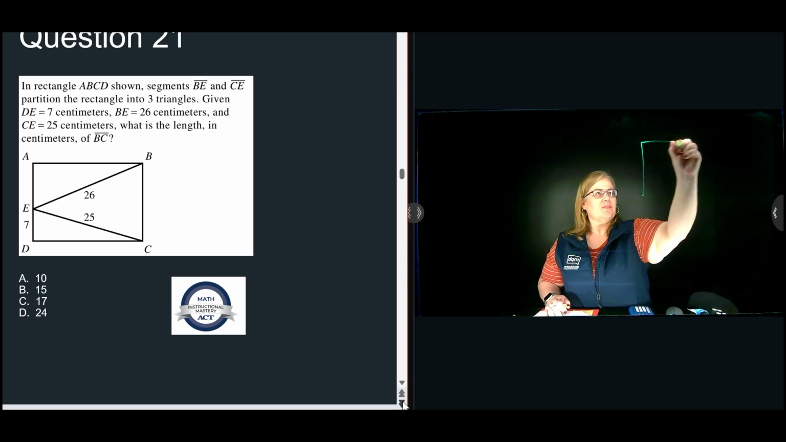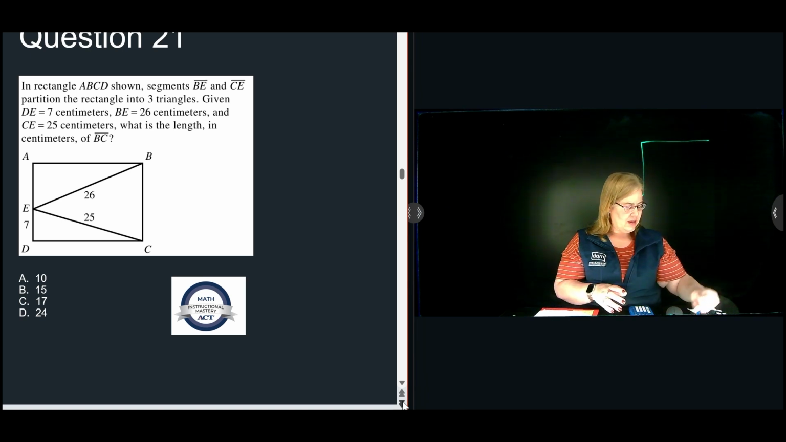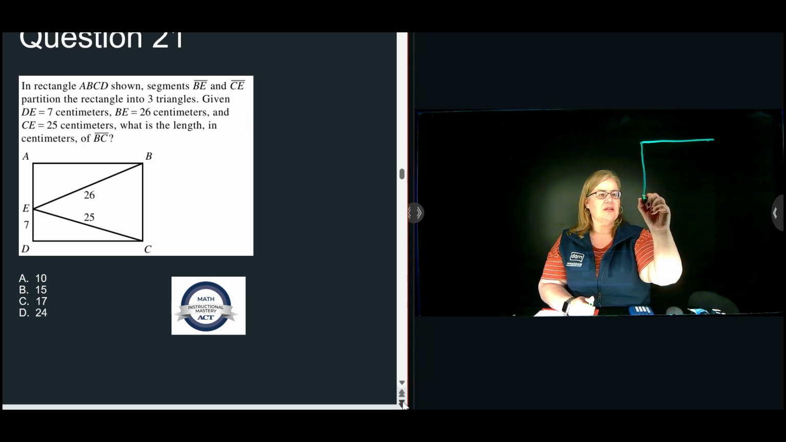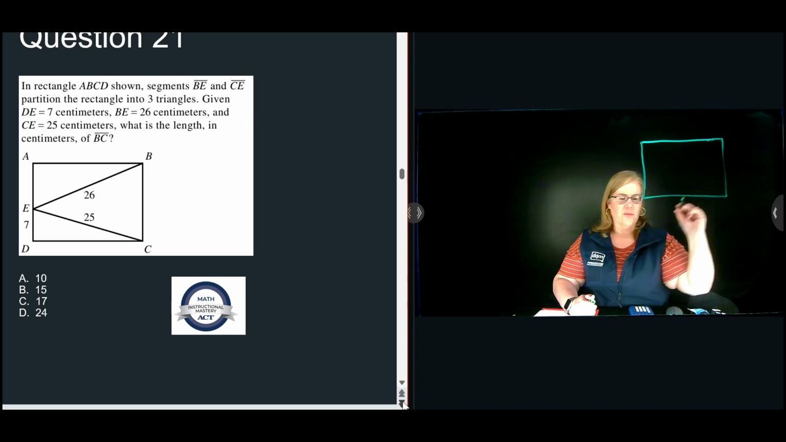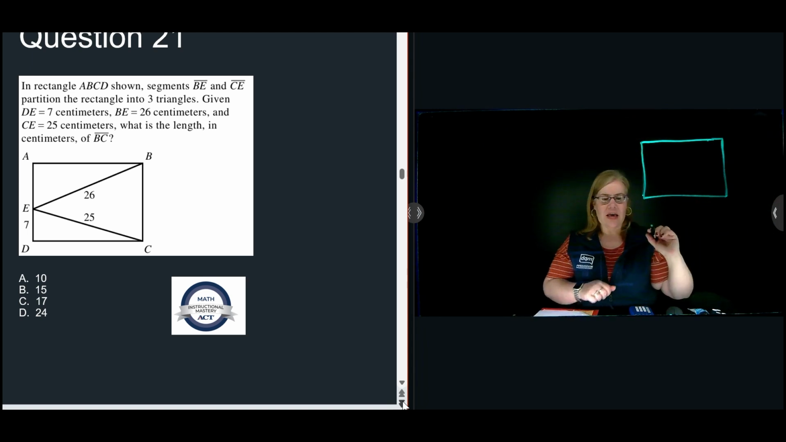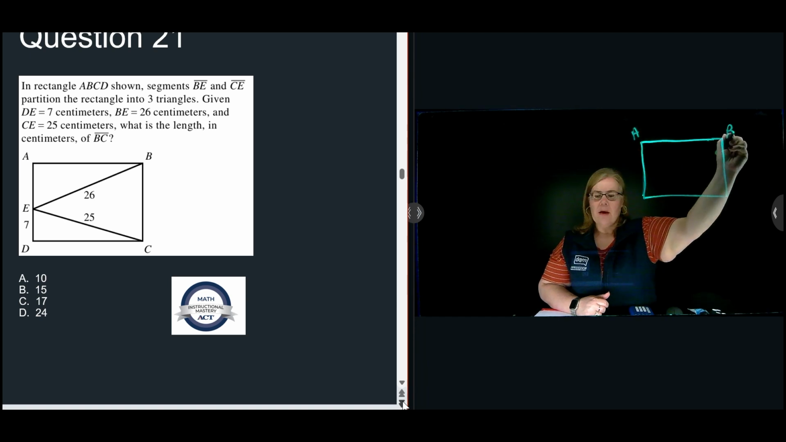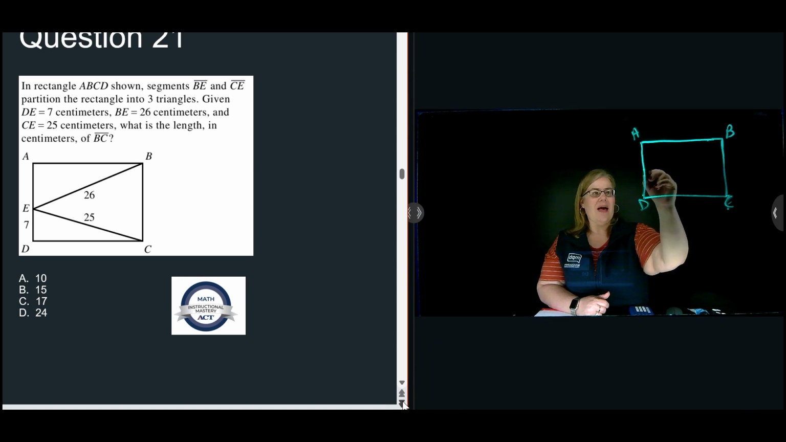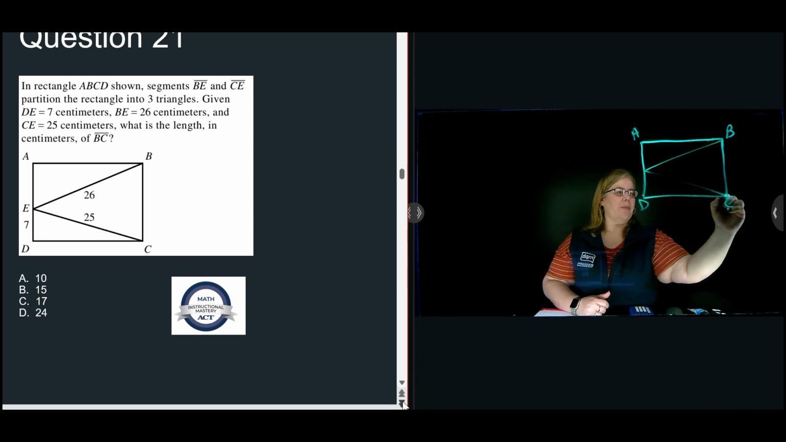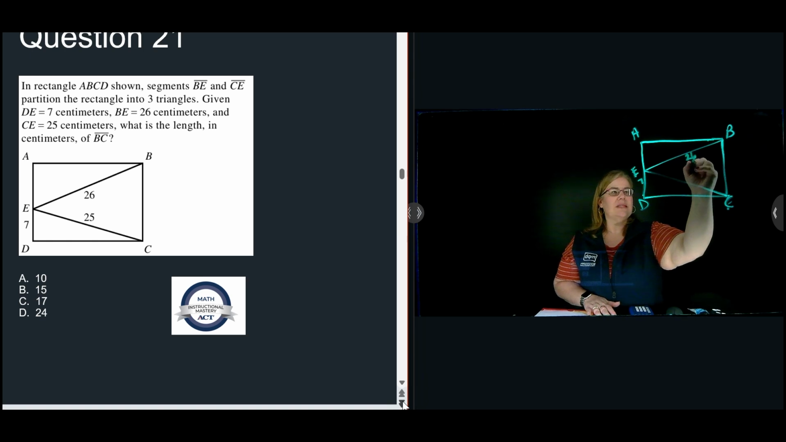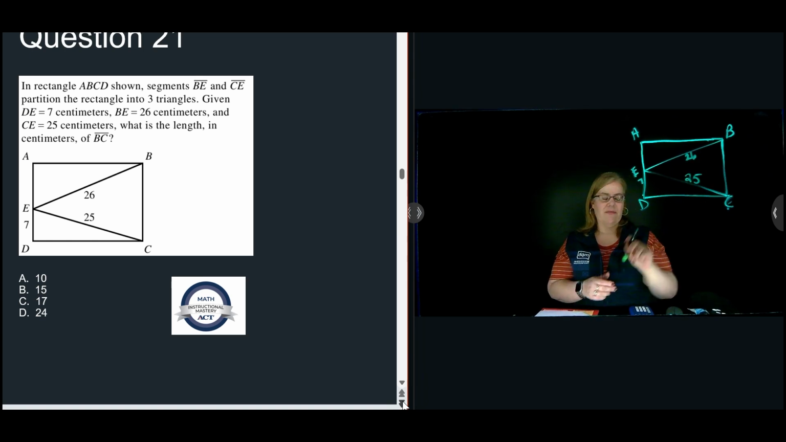So we've got this rectangle right here. I'm going to turn my light down so you can see a little bit more of the marker. All right, so we have A, B, D, and C. And then we have these right here, which are made with E. We do need to know that this is 7 centimeters, this one's 26 centimeters, and this is 25 centimeters.